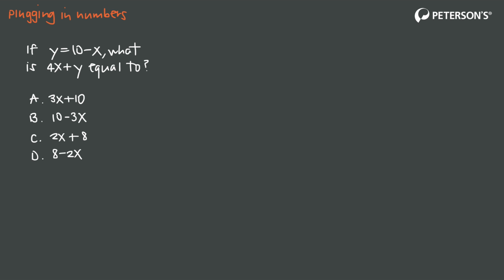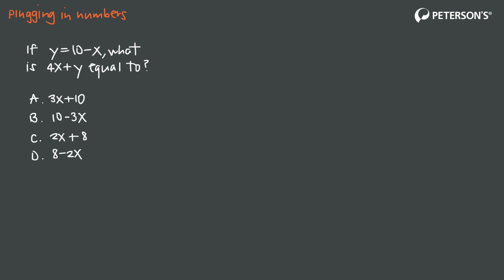The first question asks us, if y is equal to 10 minus x, what is 4x plus y equal to? We can see that we have variables in the answer choices, and solving this problem normally would require us to use some algebra. So this is a good candidate for plugging in numbers. Here's what the process looks like. First, we notice that all of our answer choices just contain the variable x. So we want to pick a number to plug into the problem for x, not for y, even though we have both x and y involved.